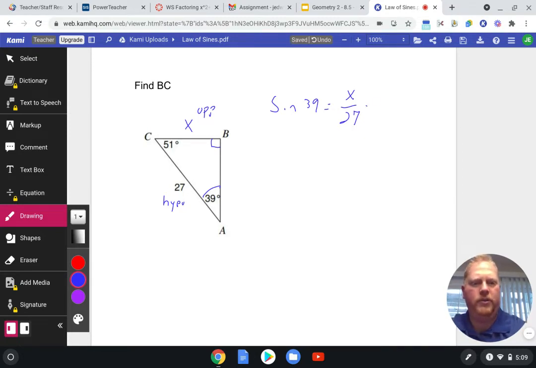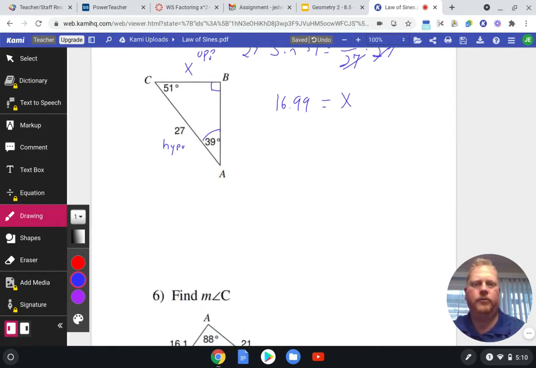Multiply by 27 on both sides. And now I have x all by itself. So 27 times the sine of 39. And I get 16.991. So 16.99. Well, that was a little bit easier than the law of sines. So if you can use trigonometry, do it. But law of sines works for any triangle.